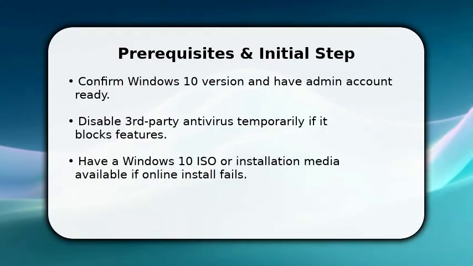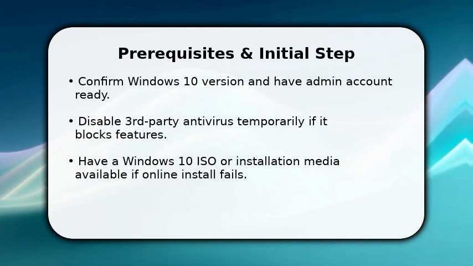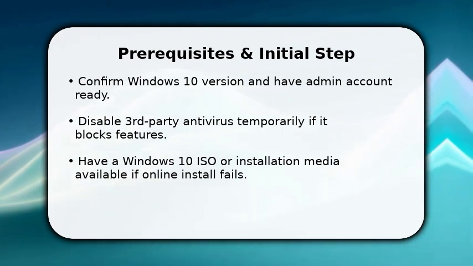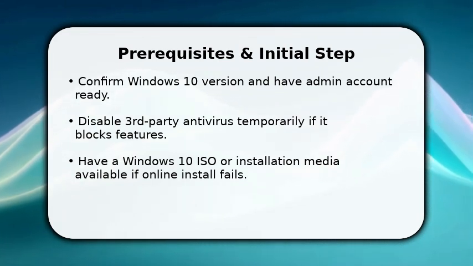You start by confirming permissions and prerequisites. Sign in as an administrator and verify your Windows 10 build. Once done, open Control Panel or Settings to reach Programs and Features. This lets Windows add optional components.